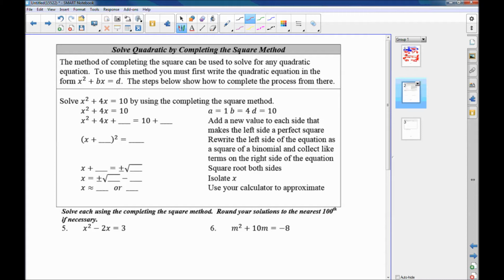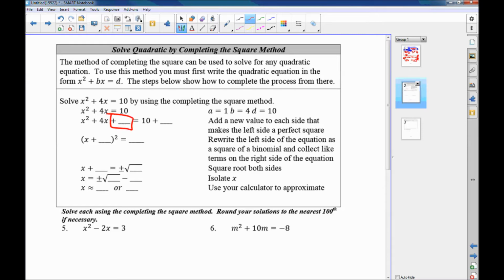So in our first example here, we have it already in this special form. So we have x squared plus 4x equals 10. So the b is 4 and the d is 10. Okay, and our a value is 1, which it has to be. All right, so here's our trick. We're going to put plus and a blank on each side. So this part right here.